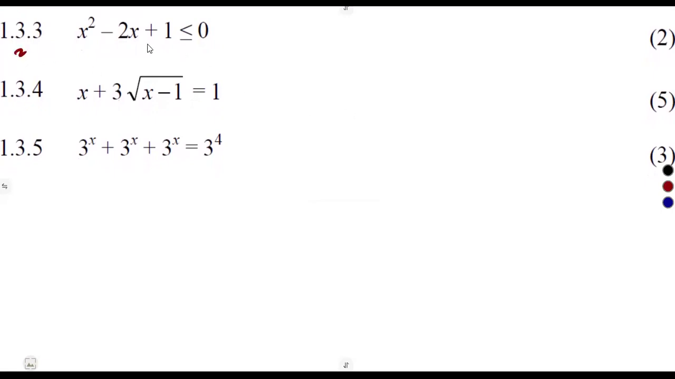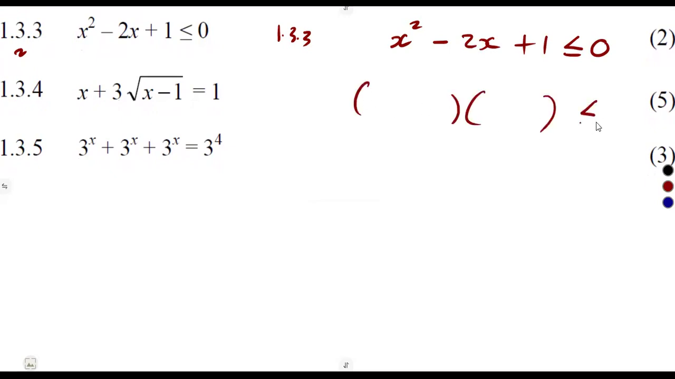1.13, we have got a quadratic inequality there: x squared minus 2x plus 1 is less than or equal to 0. So this one, guys, is just like the previous case that we just did. Working with the quadratic inequality, we need the critical values. So we're going to factorize this.